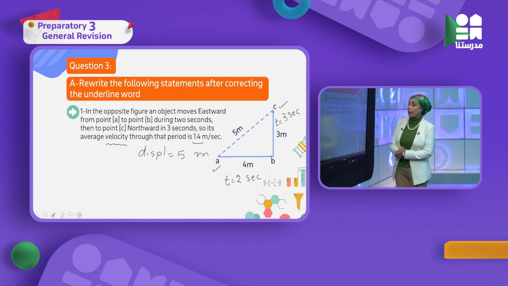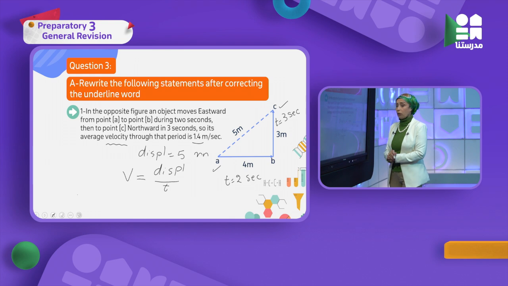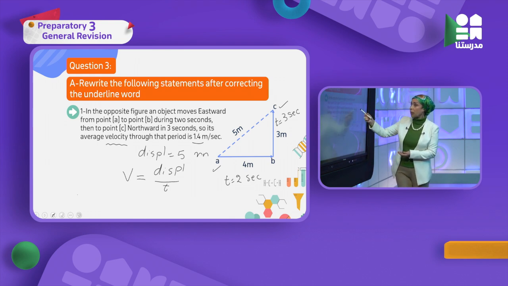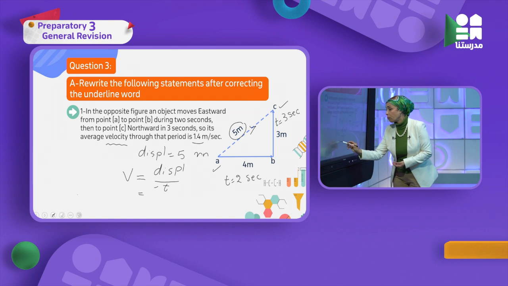Okay? Here I want to calculate the velocity. I have a rule for velocity. What's the rule of velocity? Velocity equals displacement over time. Here, what is the amount of displacement? It's 5 meter. Why did I choose this? Because this is the straight line the body moved from A to C. So if I want to calculate the velocity, I take the displacement. So the displacement here equals 5.